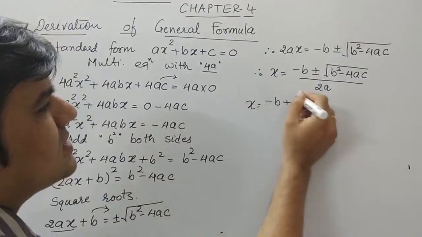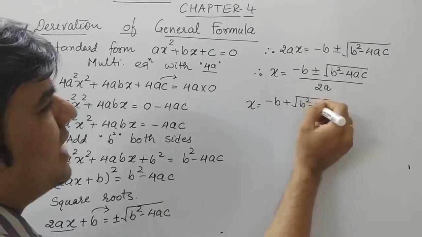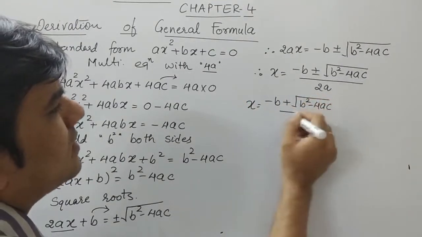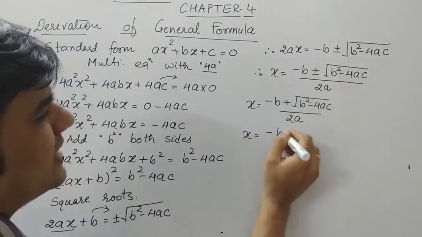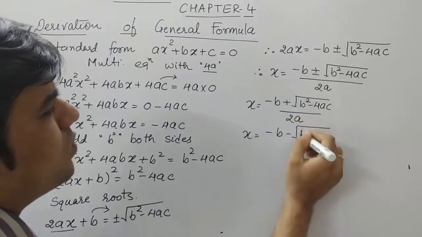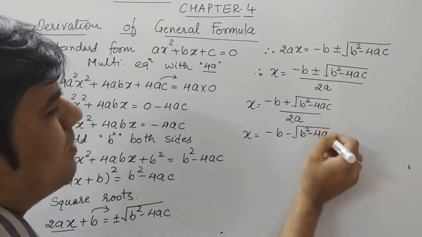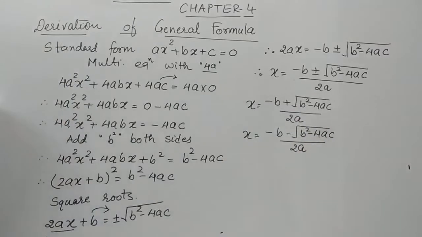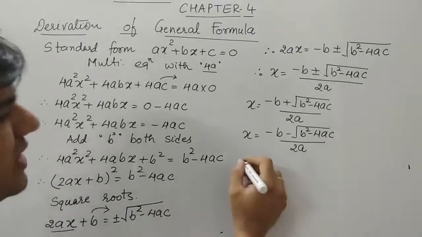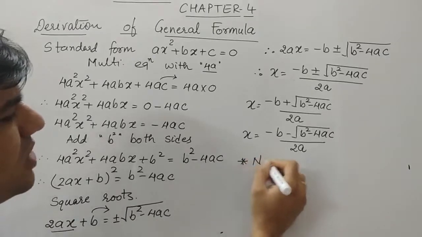Minus b plus square root of b square minus 4ac upon 2a. This is one root. And another is minus b minus square root of b square minus 4ac upon 2a. So these are the two roots which we obtain. We also discuss in the next exercise the nature of the roots. So let us discuss here only. So there is no need to discuss that again. I am talking about the next topic, that is the nature of the roots.